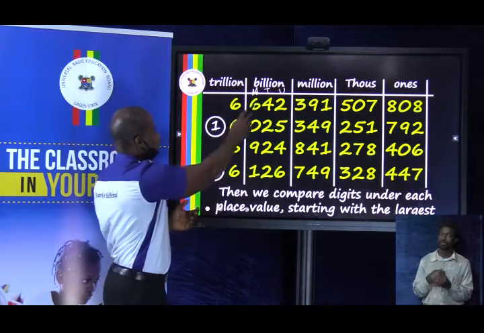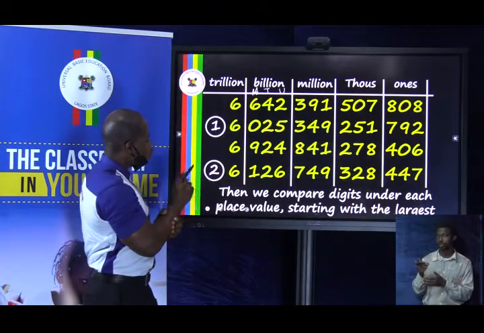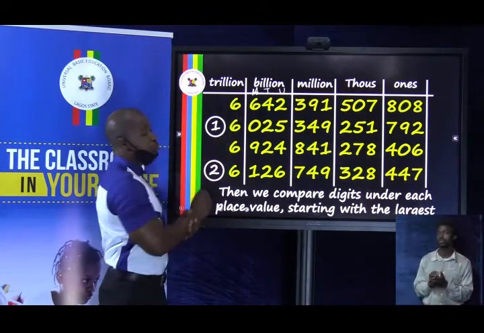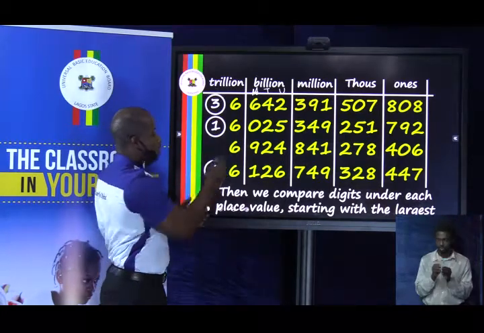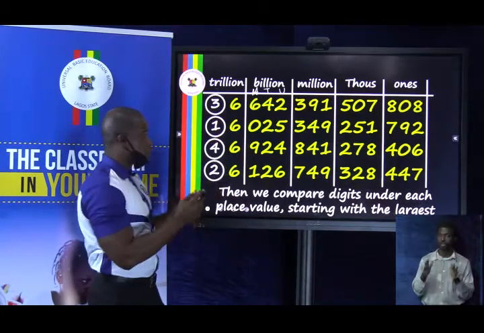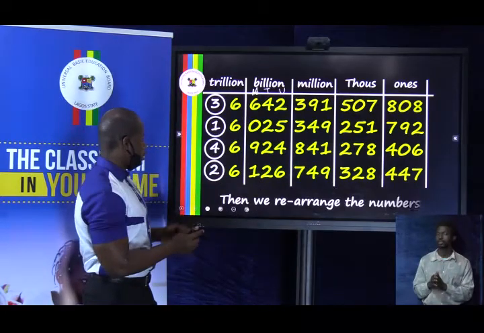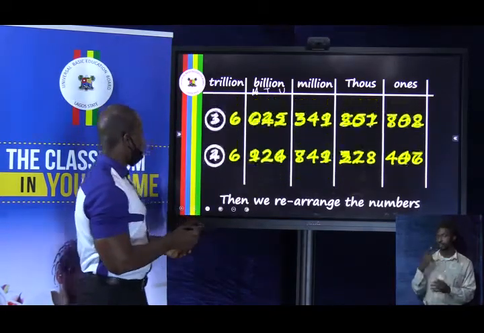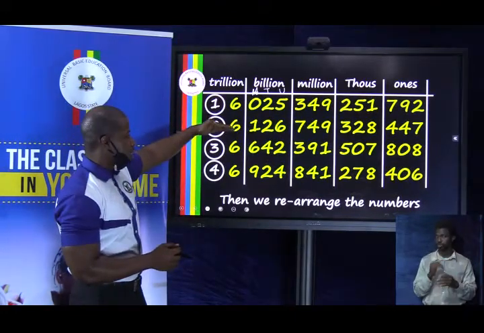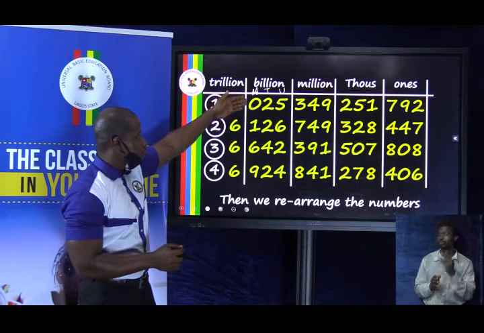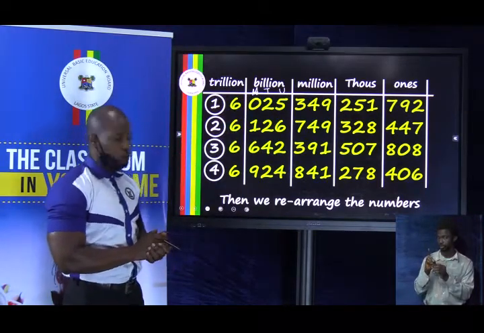Now we're left with this and this. This one has 600 billion, this one has 900 billion. So this one is the smaller one, and we take that as number 3. And finally, this is the largest, so we take that as number 4. Then the next thing to do is just to rearrange them. The smallest number goes on top, followed by the next smallest number. You can see that I've arranged the hundred billions: 0, 1, 6, and 9. So this is the order of arrangement.